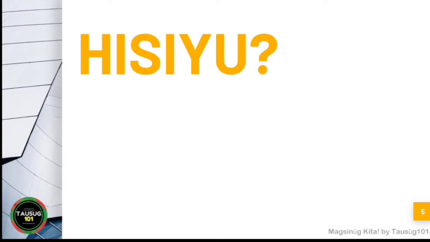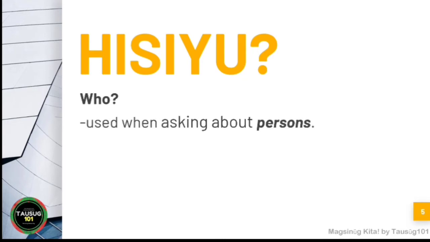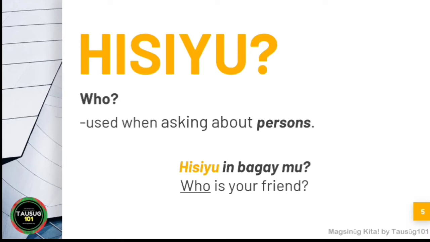Next, hisiu. Hisiu is the equivalent of the English question word who. We use this question when asking about persons. An example, hisiu in bagay mo. Hisiu in bagay mo. Who is your friend?